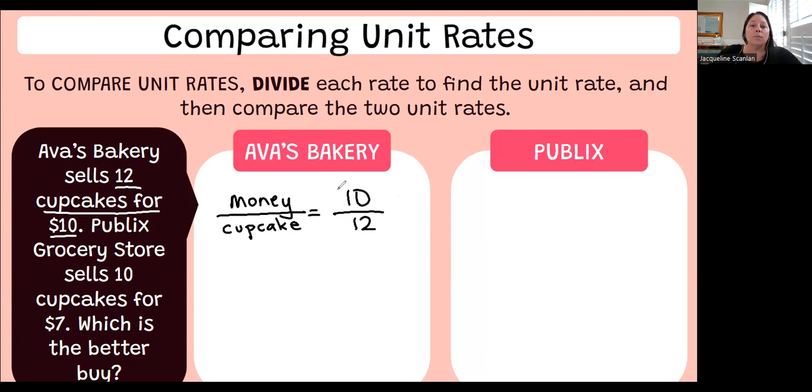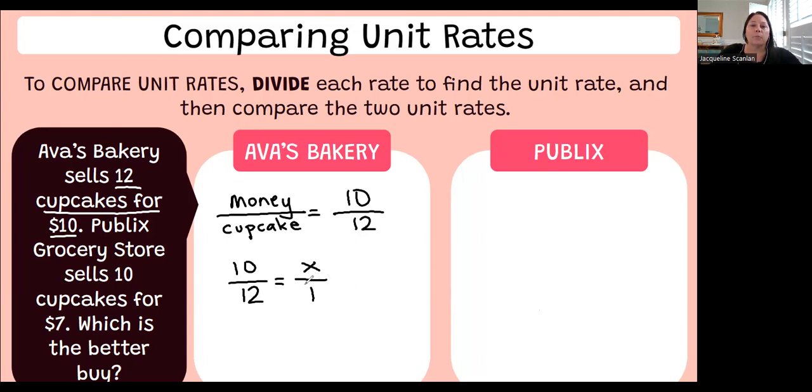I know that it's $10 for 12 cupcakes. What I can do with that now is set up that proportion that we were talking about yesterday, where I'm going to keep my money in the numerator and my cupcakes in the denominator. I've got $10 for 12 cupcakes. I'm going to set up a new fraction that tells me I don't know how much I'm going to pay, but I want to know how much 1 cupcake is. This second step is called setting up the proportion.